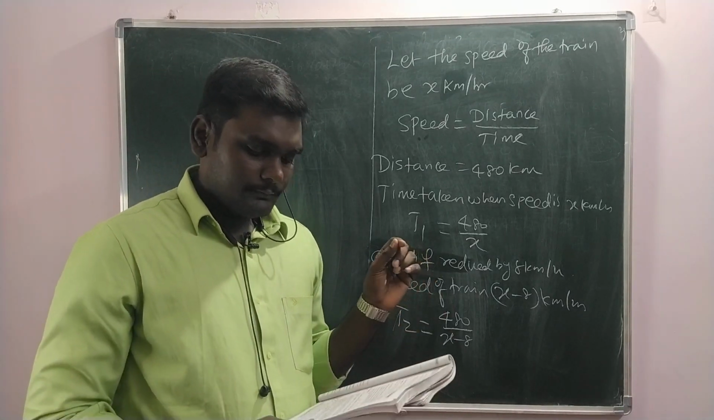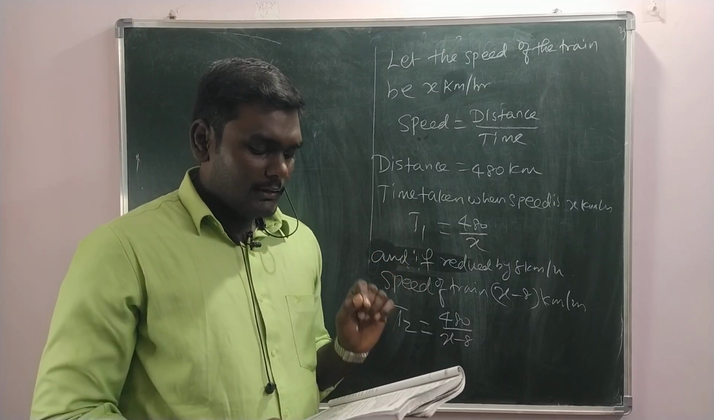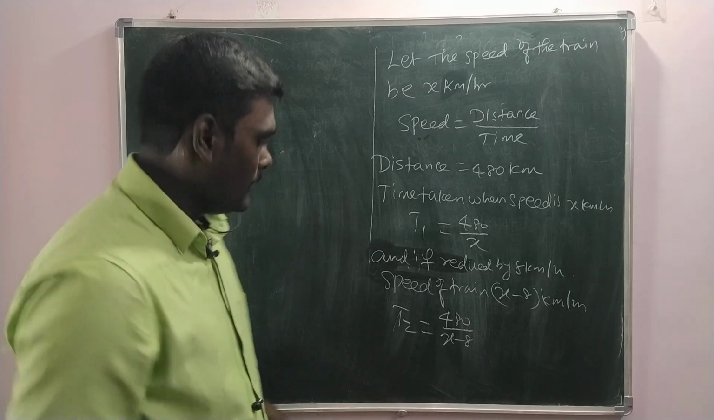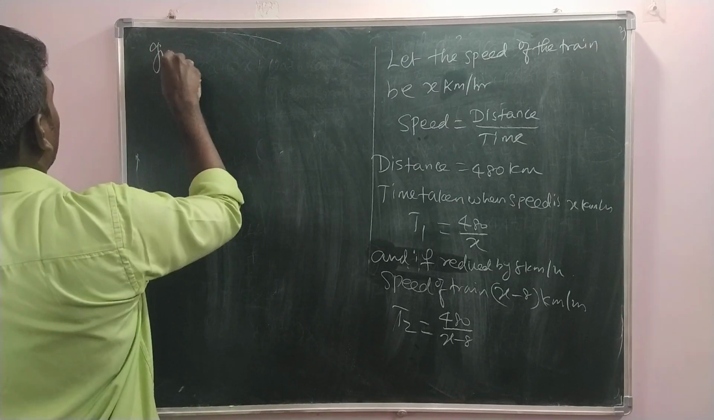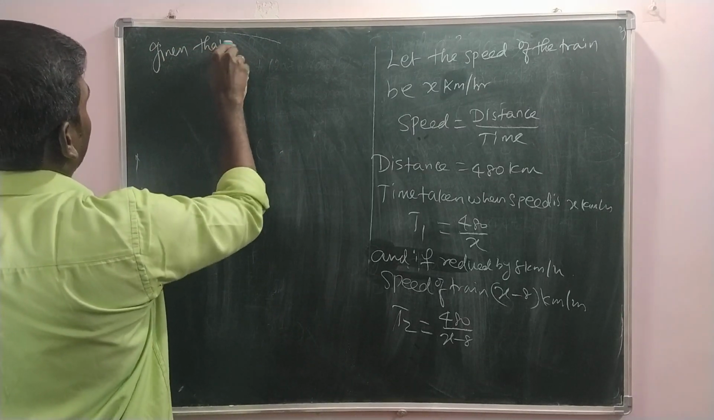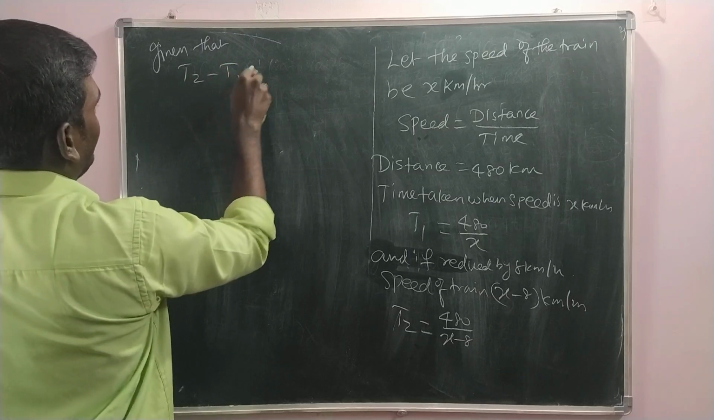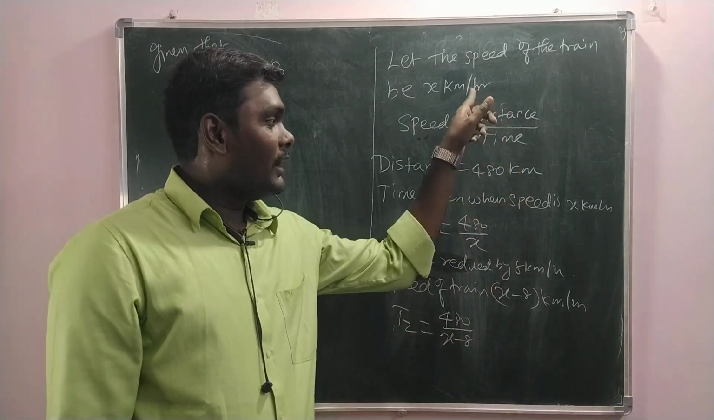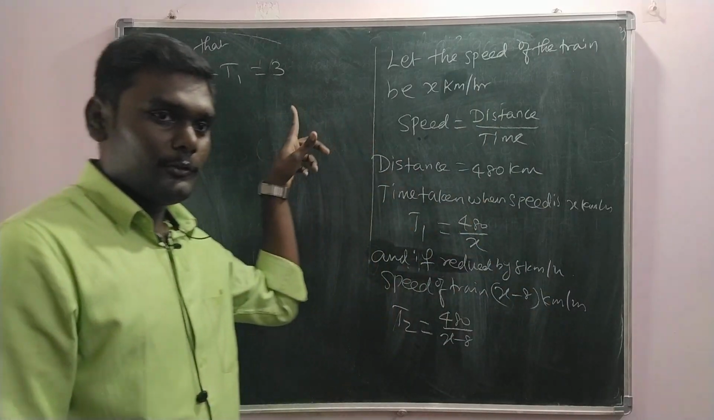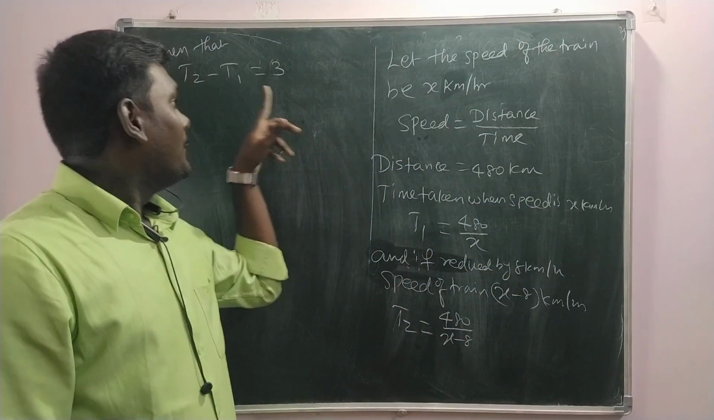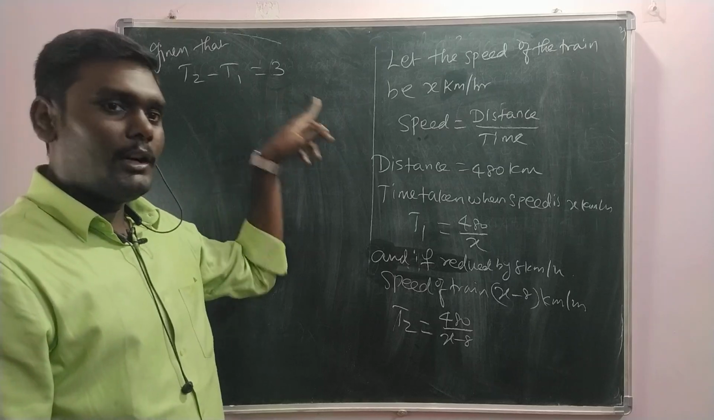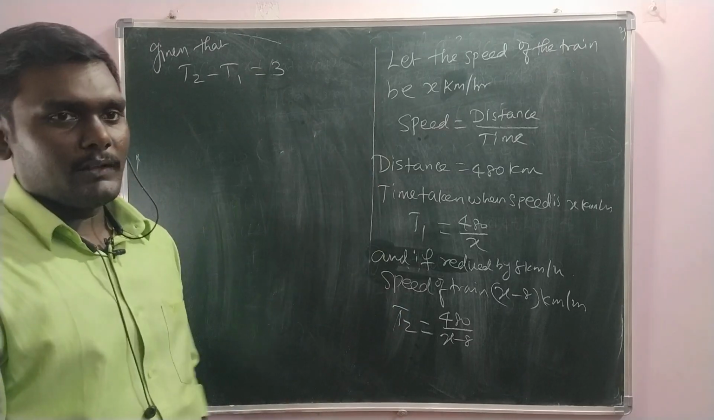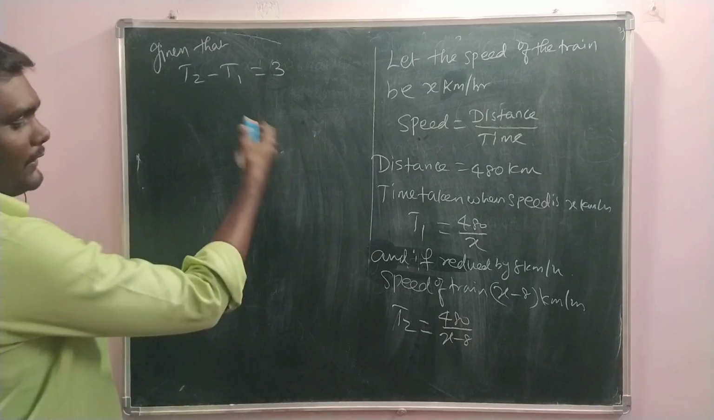It would have taken 3 hours more to cover the distance. So given that, t2 minus t1 is equal to 3 hours. You should also know that if everything is given in hours, this also should be in hours. Sometimes they may give minutes, then we have to convert the minutes into hours. Or else we can write t2 is equal to t1 plus 3. That's all. Now substitute accordingly.